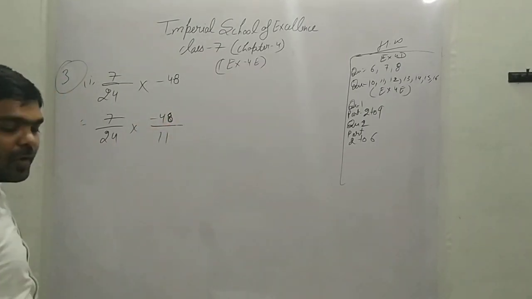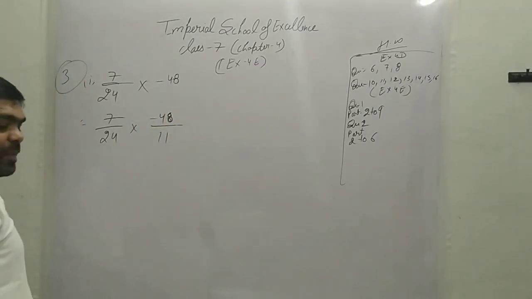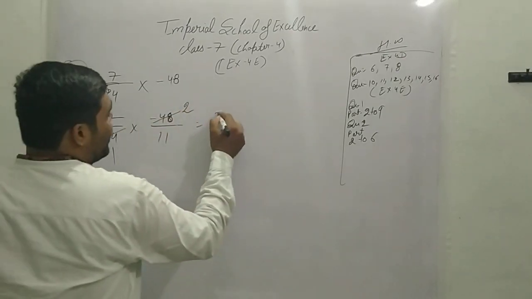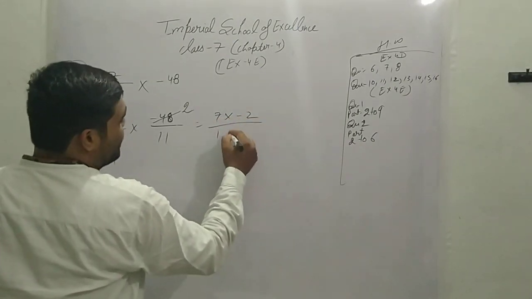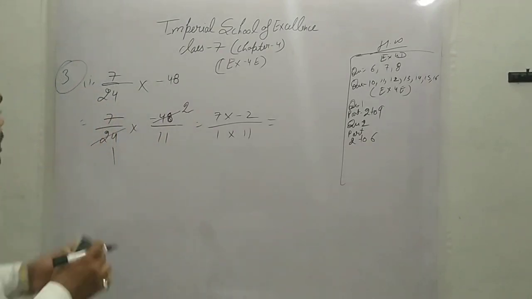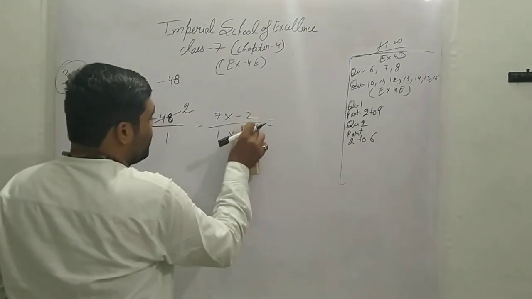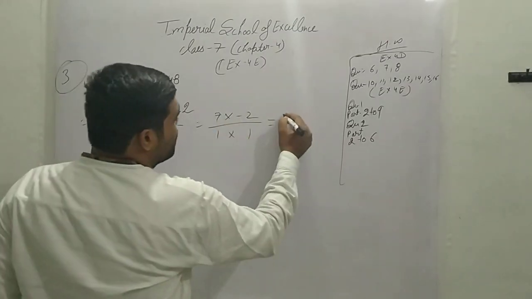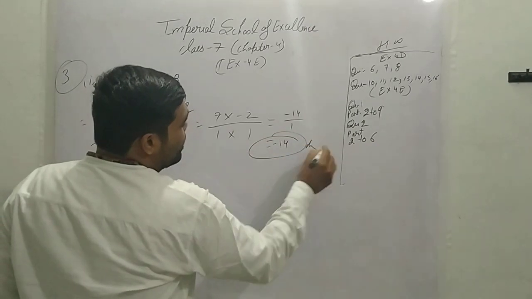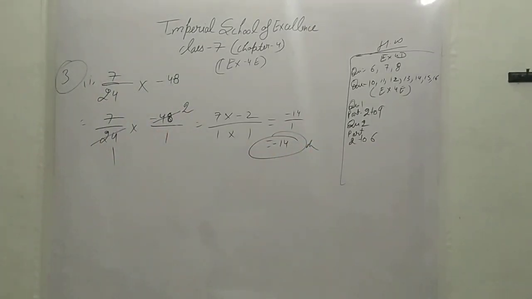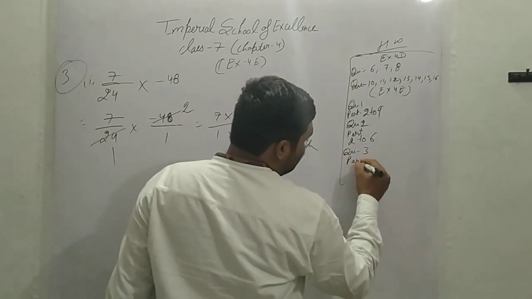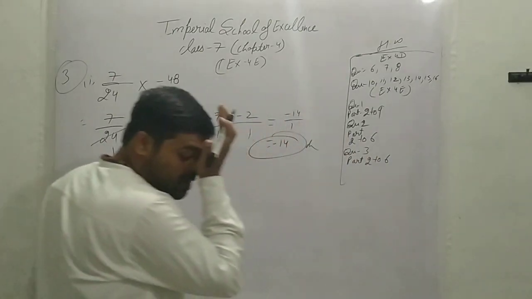Cancel out 24 and 48. 24 and 48 we will cancel. 24 1s are 24, 24 2s are 48. Now 7 multiply by minus 2 upon 1 multiply by 1. 7 2s are 14. It is not 11, it is given here 1. 1 into 1, 7 2s are 14. Minus 14 upon 1 will be your answer, minus 14. In question number 3, parts 2 to 6 you have to do.